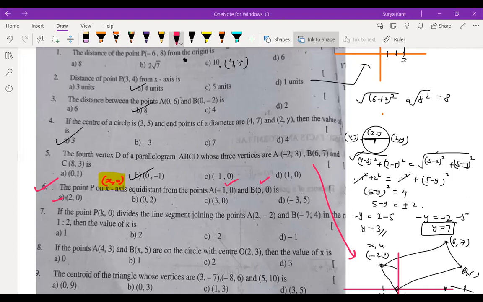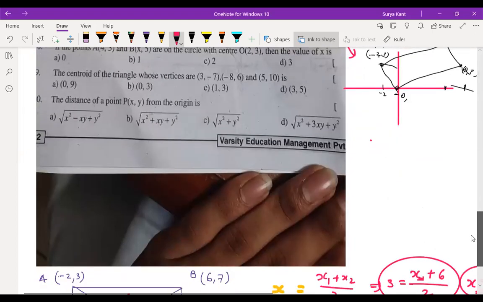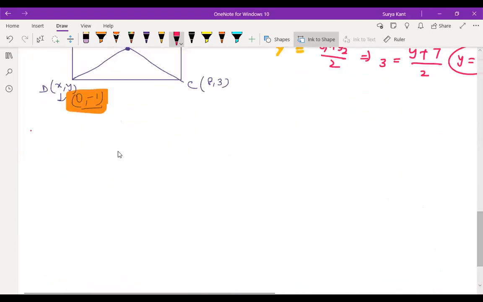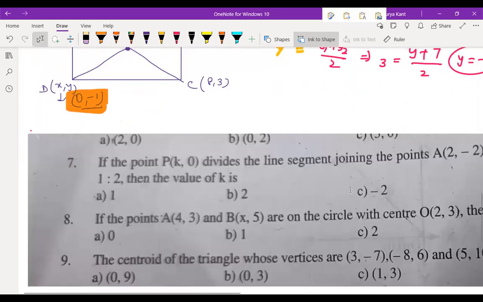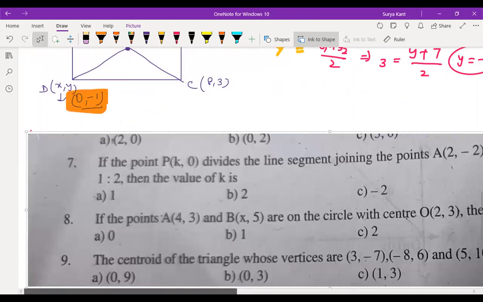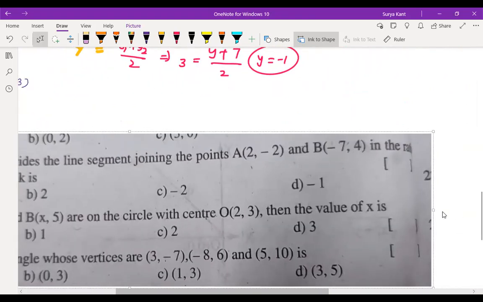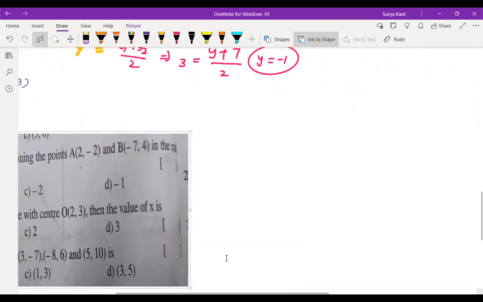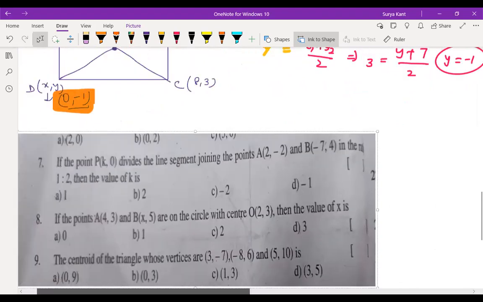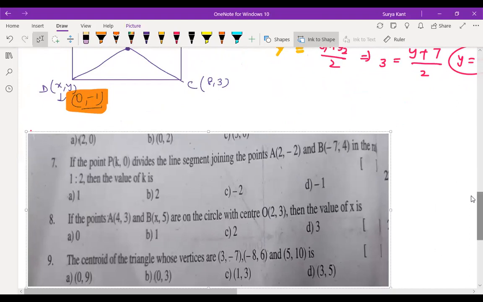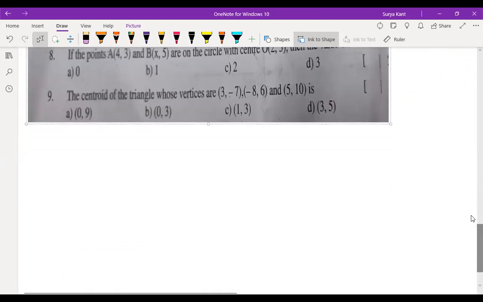Now question number, copy, and same thing I'm doing over here. So I'm sending you the pic, so that's why my cam is off.